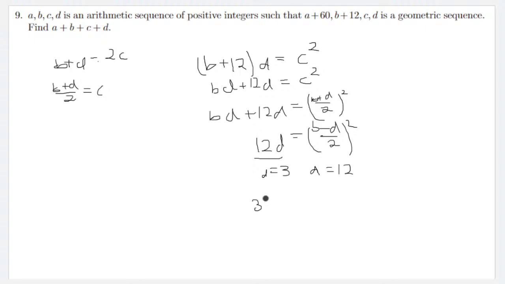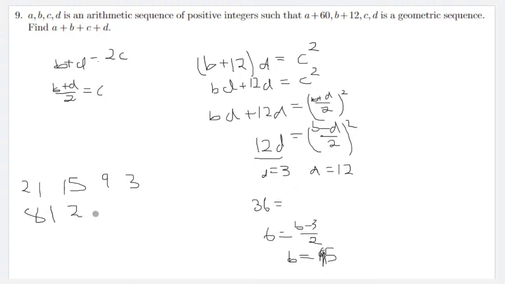So 36 equals this squared, so 6 equals b minus 3 over 2, so b equals 15. So if b is 15, c must be 9, d is 3, a is 21. So then geometric series, we can plug in 81, 27, 9, 3, and voila, we have a satisfying condition. So let's sum up all the terms, and then we get 48.